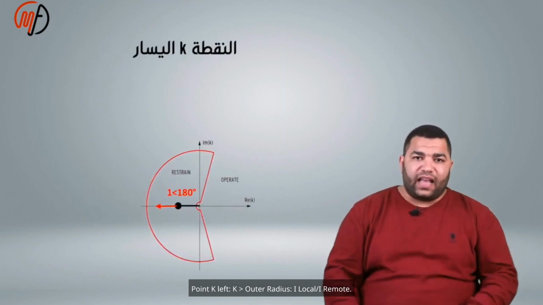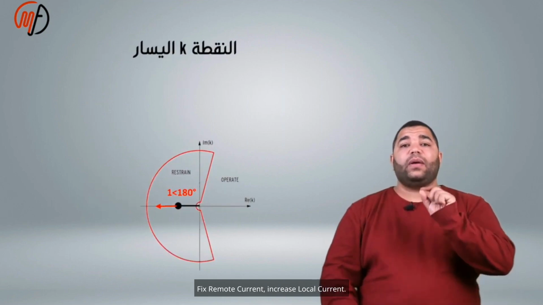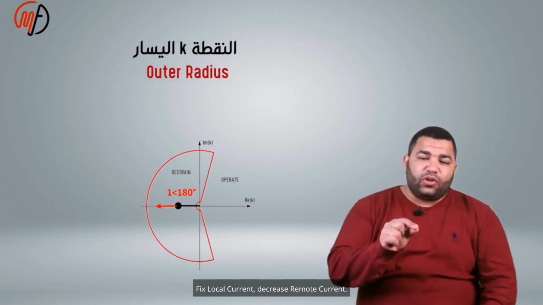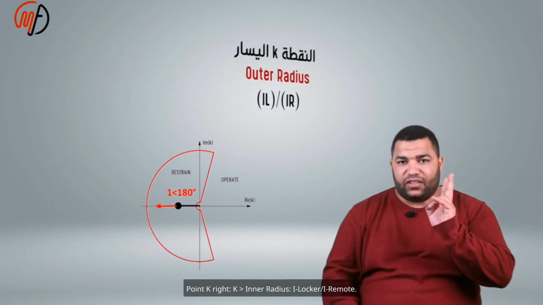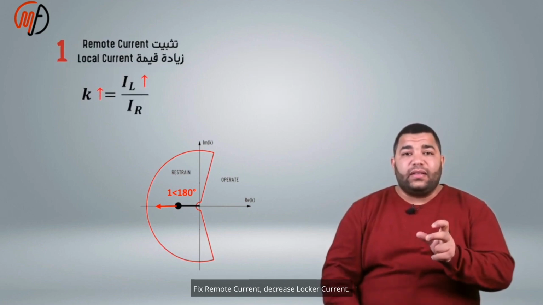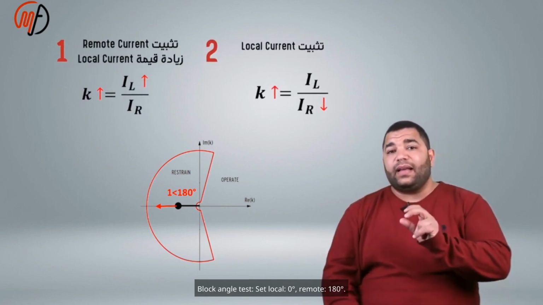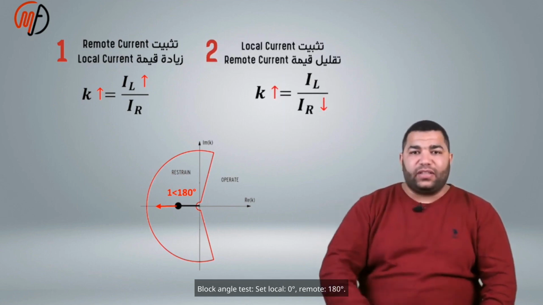And we test point K left, K outer radius, I local over I remote: fixed remote current, increase local current; fixed local current, decrease remote current. Point K right, K inner radius, I local over I remote: fixed remote current, decrease local current; fixed local current, increase remote current. Block angle test: set local to 0 degrees, remote to 180 degrees.